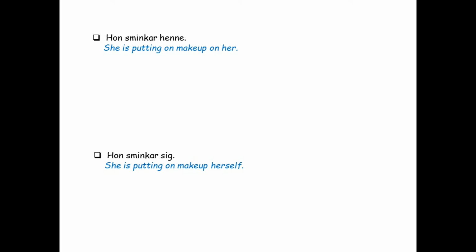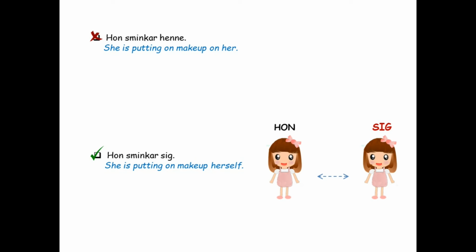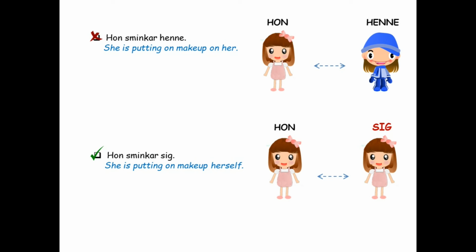Next, which sentence has a reflexive pronoun? Hon sminkar henne or hon sminkar sig. Well done! It's the second one. Hon sminkar sig. And our reflexive pronoun here is sig. It's because hon and sig refer to the same person. On the other hand, the first sentence refers to two different persons, hon and henne. So, there's no reflexive pronoun here.